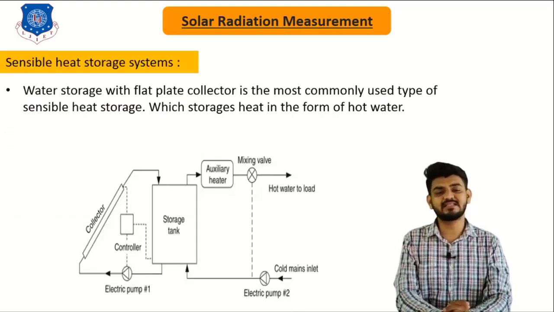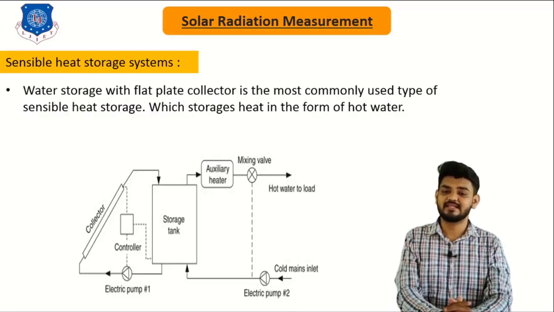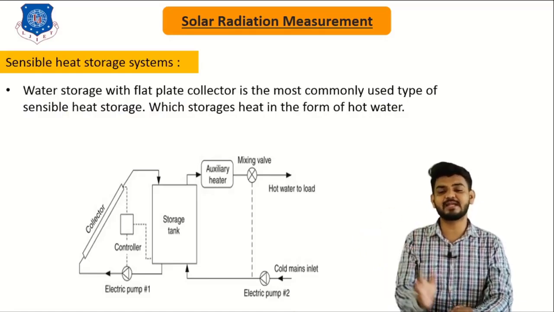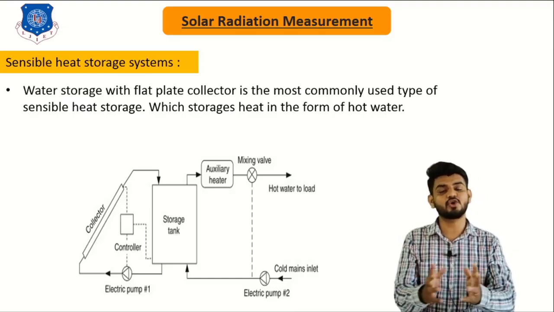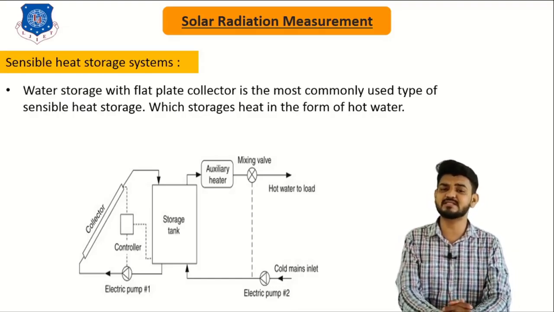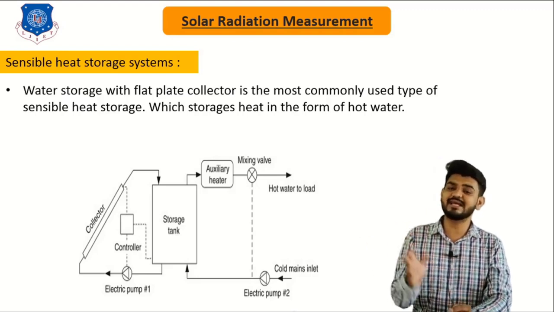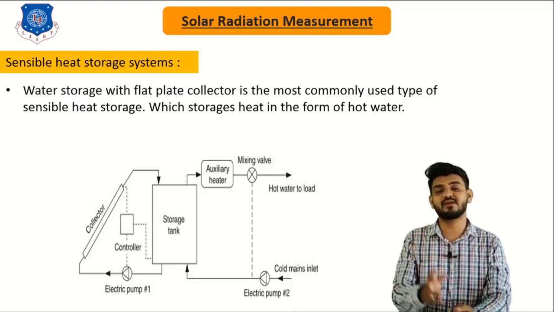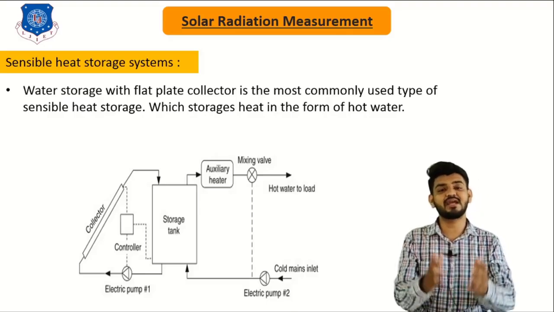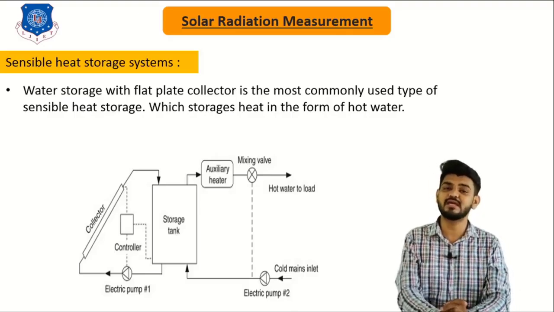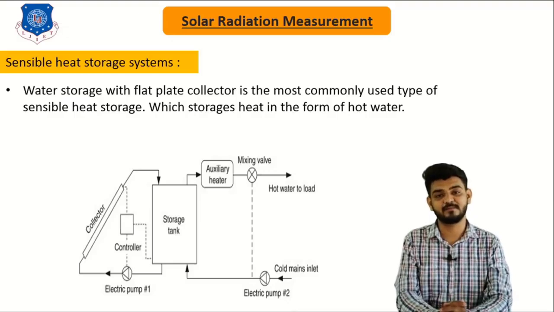So you can see in this image on the left hand side that we have used this simple flat plate collector, which basically collects all the solar radiation and focuses it into the working fluid, the water. Now this water is then stored inside the storage tank, which is well insulated, so that we can reduce the losses towards the environment or the atmosphere.